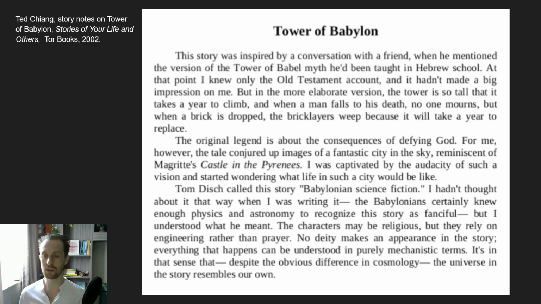His friend Tom Disch called the story Babylonian science fiction. Ted Chiang said he hadn't thought about it that way when he was writing it. The Babylonians certainly knew enough physics and astronomy to recognize that this story was fanciful and fictional, but he gets the point. The characters in the story are religious, but really the religion of the characters is to do with engineering more than it is to do with prayer. And in Ted Chiang's story, God never makes an appearance. The story is really about the mechanical and architectural nature of the universe in which the Tower of Babylon might have existed.